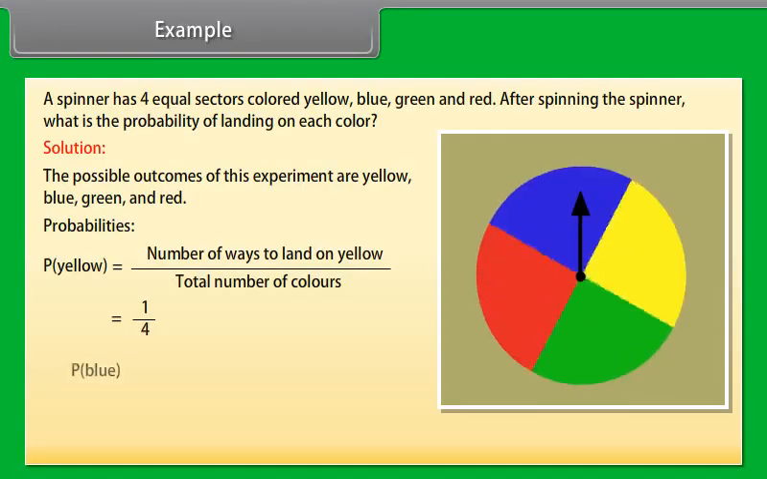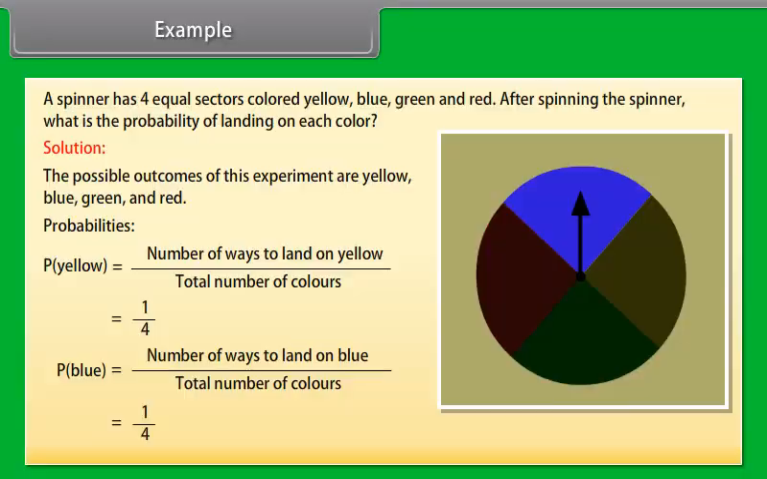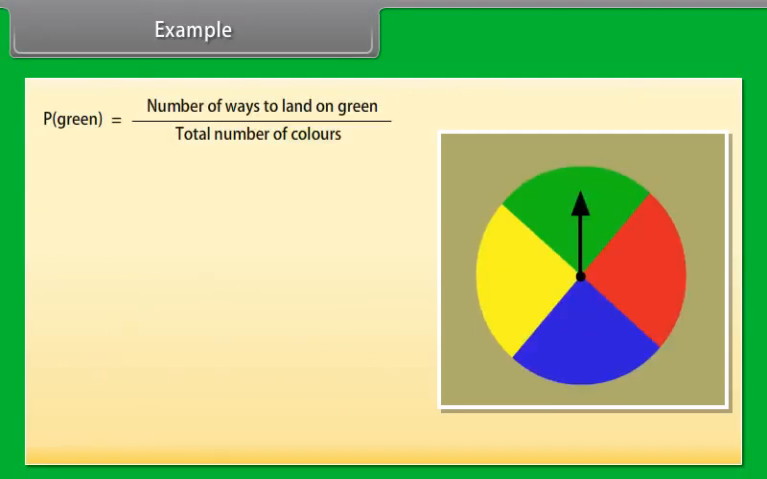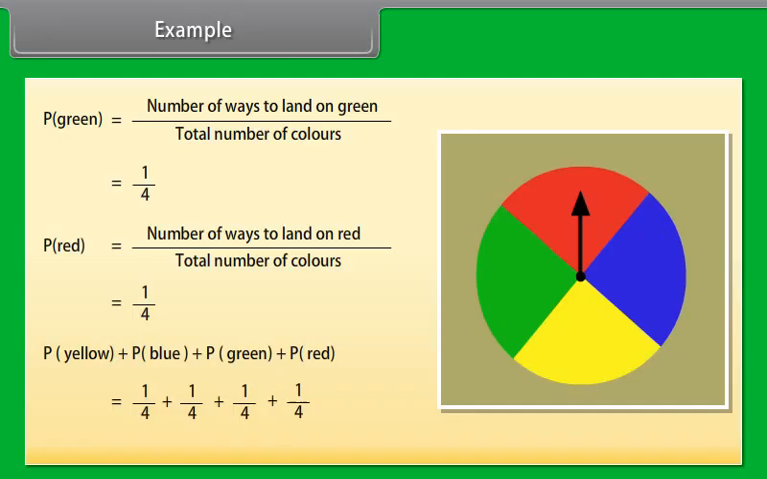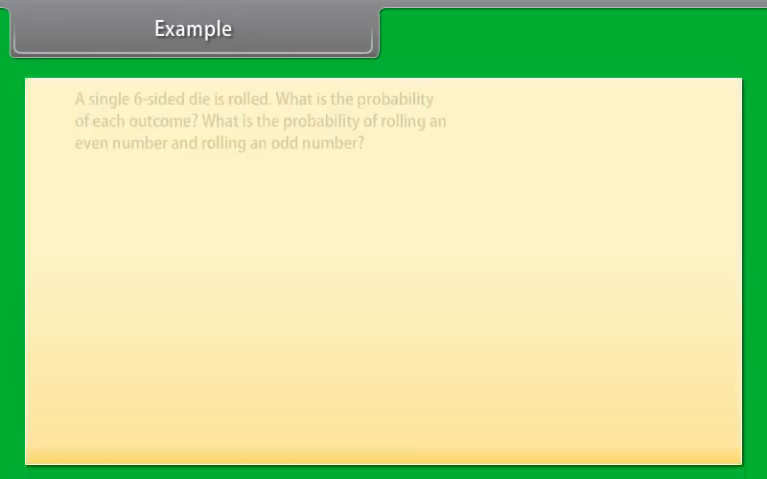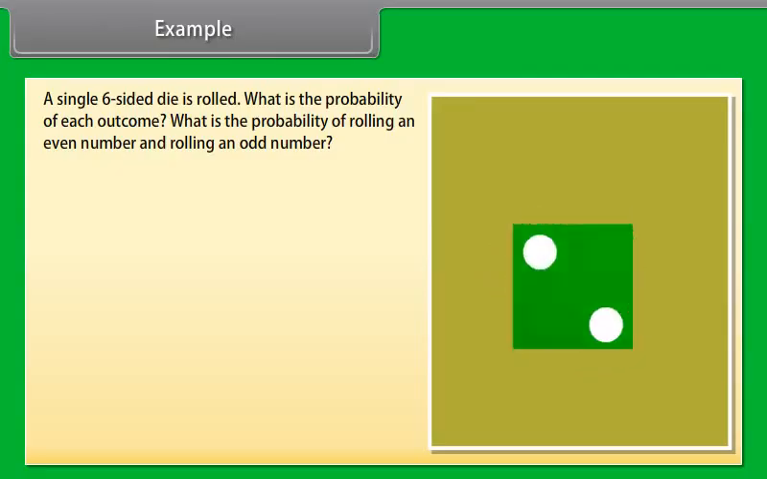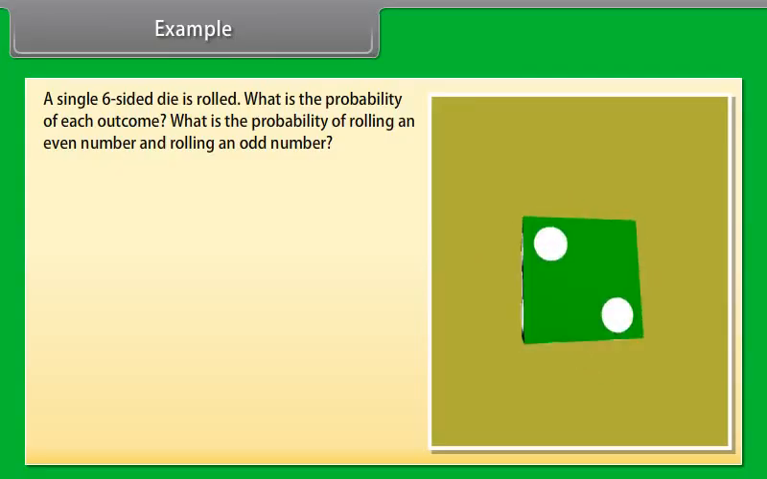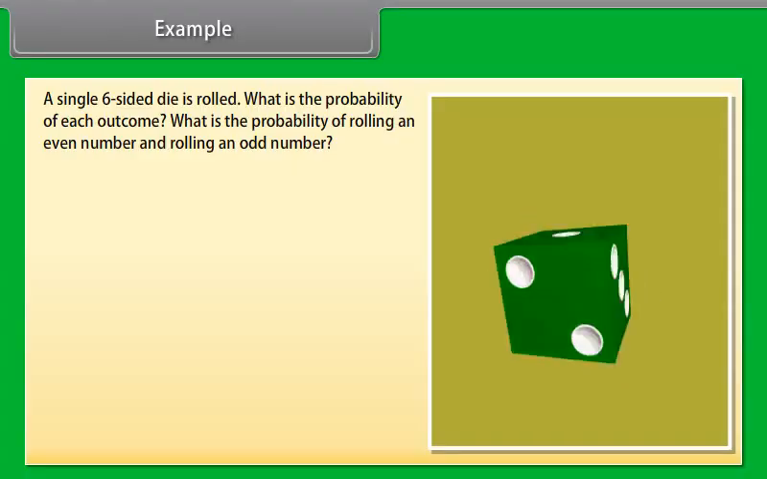Probability of landing blue is number of ways to land on blue by total number of colors, that is equal to 1 by 4. Similarly, we will find the probability for green and red, and if we add all these probabilities, we will get 1. A single 6-sided dice is rolled. What is the probability of each outcome? What is the probability of rolling an even number and rolling an odd number?